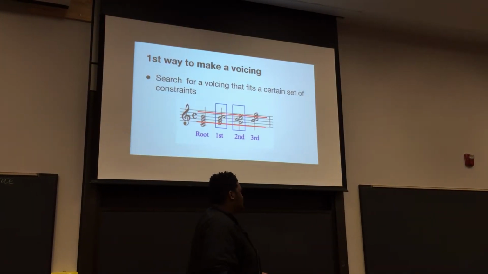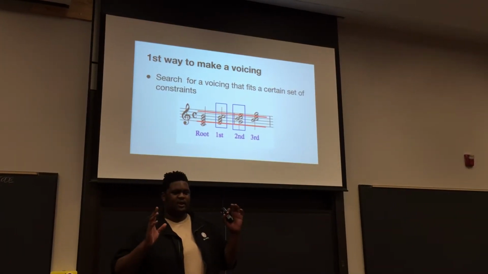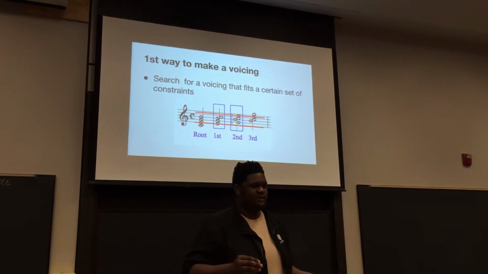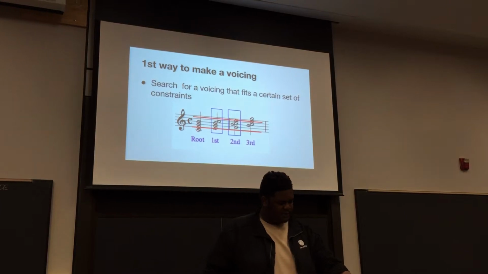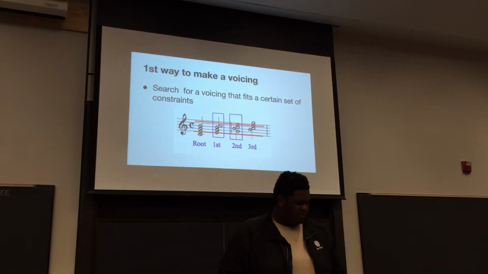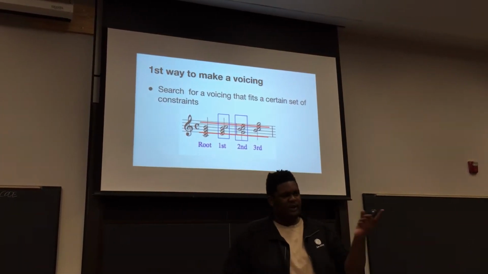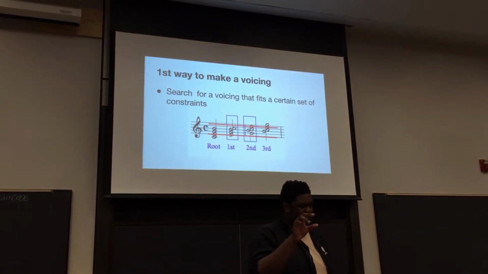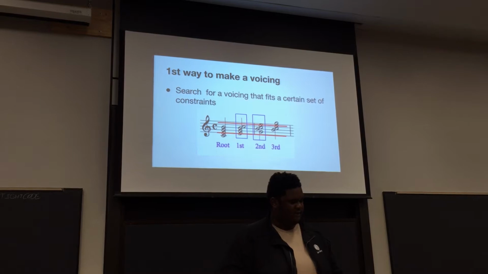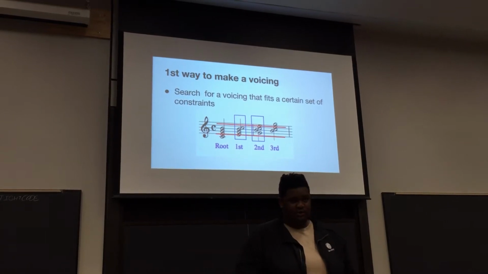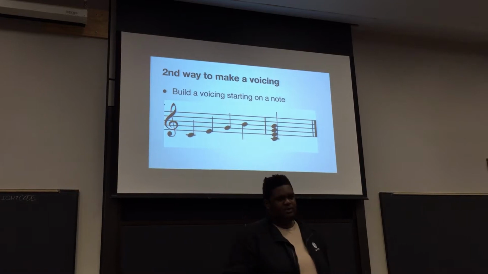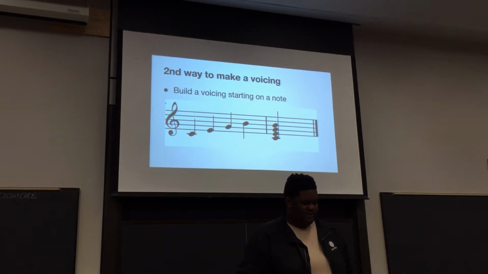The first way to make a voicing is to basically choose the best one that falls within the set of constraints that you set. So for this, we have 2 boundaries, one at E and one at a higher octave E. And so you want to see which chord falls between those 2 boundaries, and the first and second inversion are falling there, so you would choose one of those 2. The second way is that you can just build a voicing, and that's that. It's pretty simple.